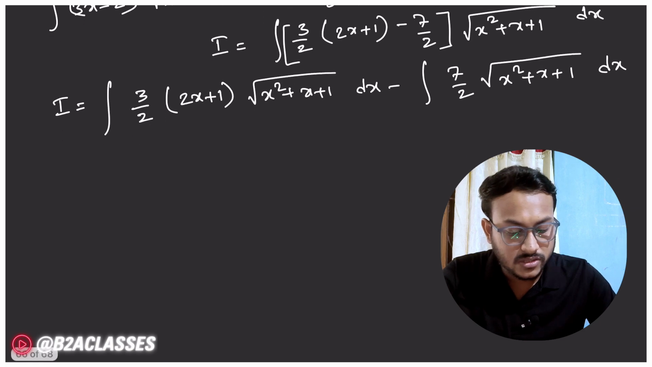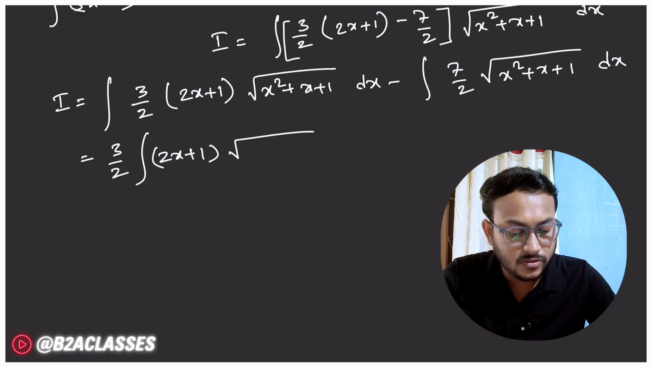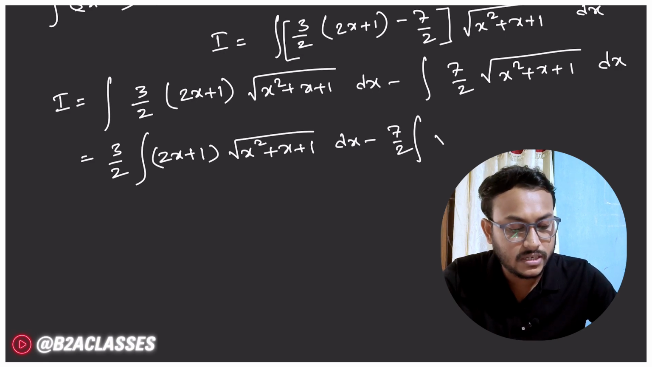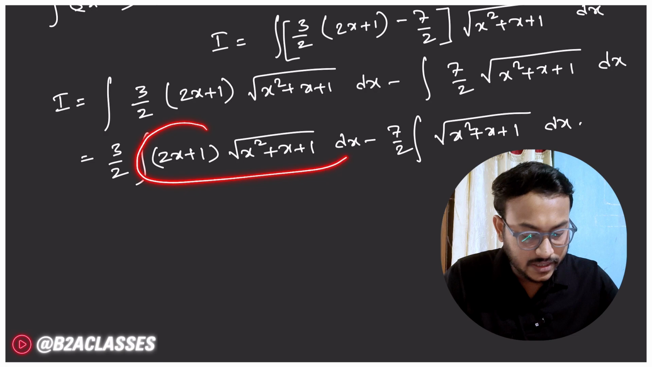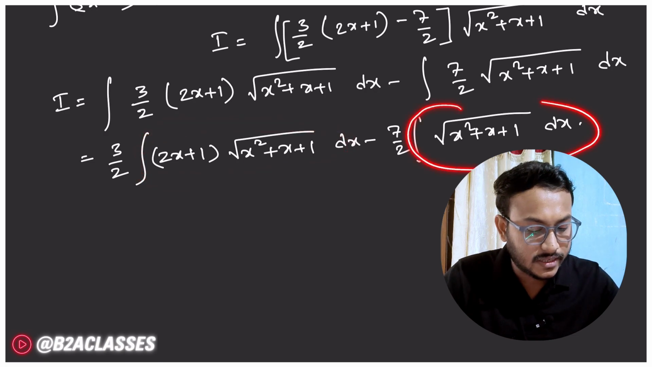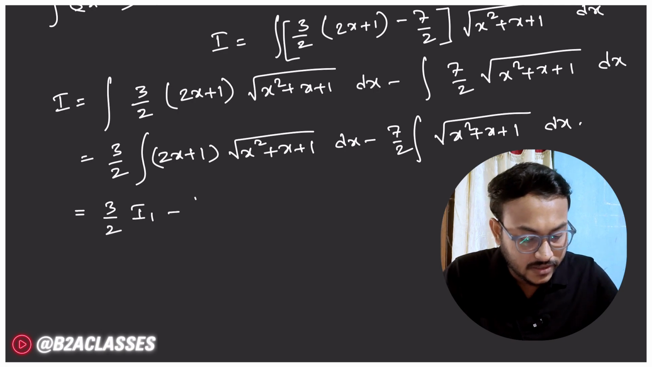Now we will take the constants outside of the integration, that means 3 by 2 and 7 by 2. So I get 3 by 2 integration of (2x plus 1) into root over x square plus x plus 1 minus 7 by 2 integration of root over x square plus x plus 1. Now let's say the first integral is I1 and the second integral is I2. So I equals 3 by 2 I1 minus 7 by 2 I2.